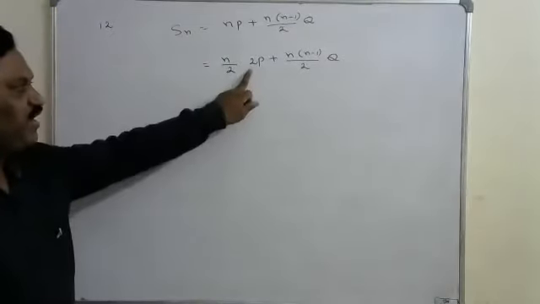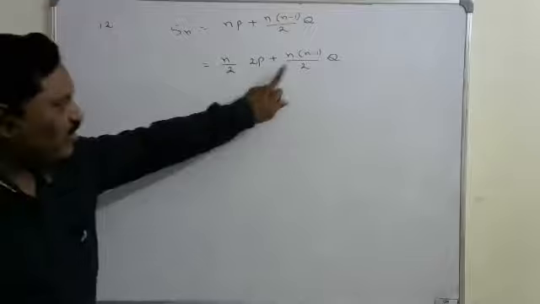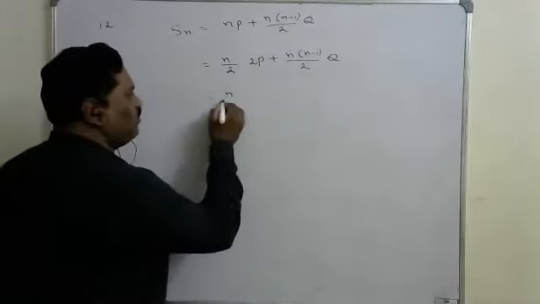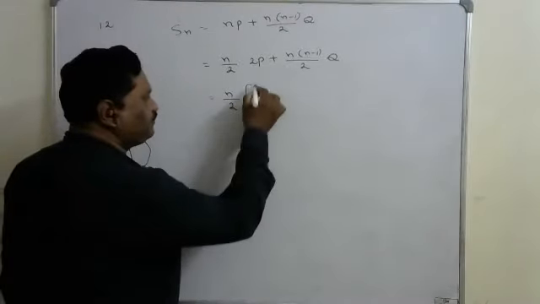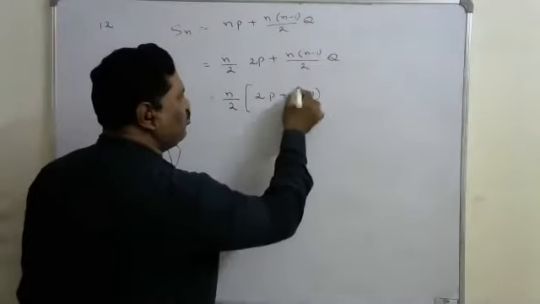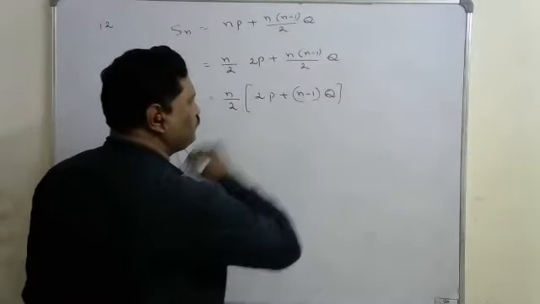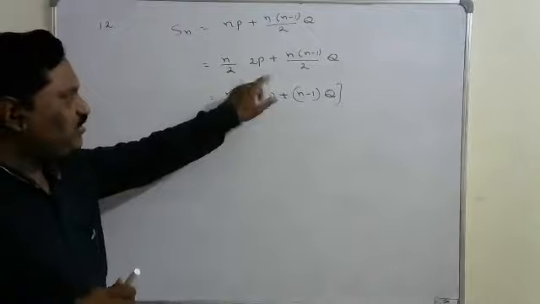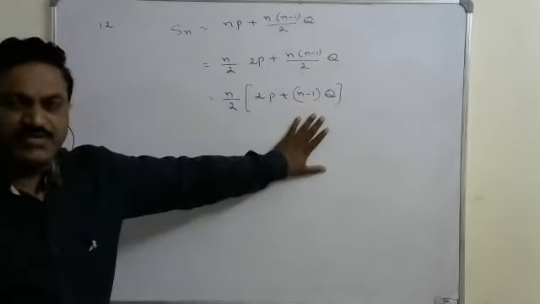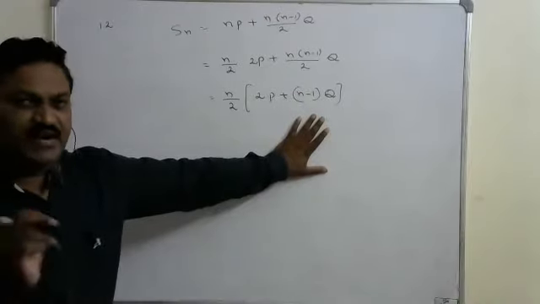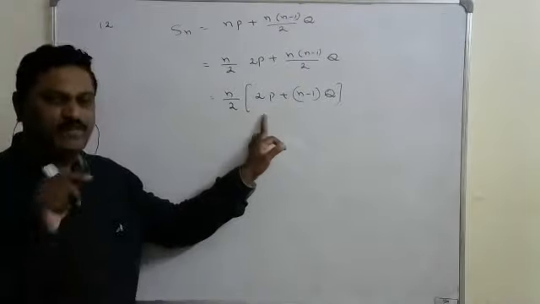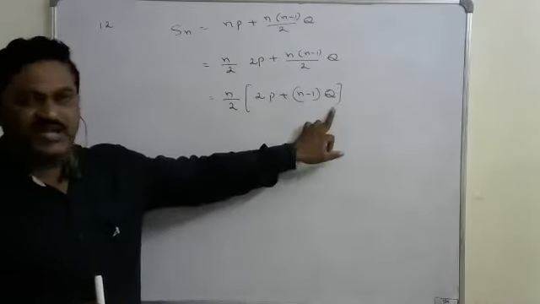Okay, here I will multiply and divide it by 2. Now from these two terms I can take n by 2 common. Taking n by 2 common, the remaining is 2p plus n minus 1 into q. Here we got the 2p and the remaining is n minus 1 into q. Now observe that this was converted exactly into the formula format: n by 2 into 2a plus n minus 1 into d.